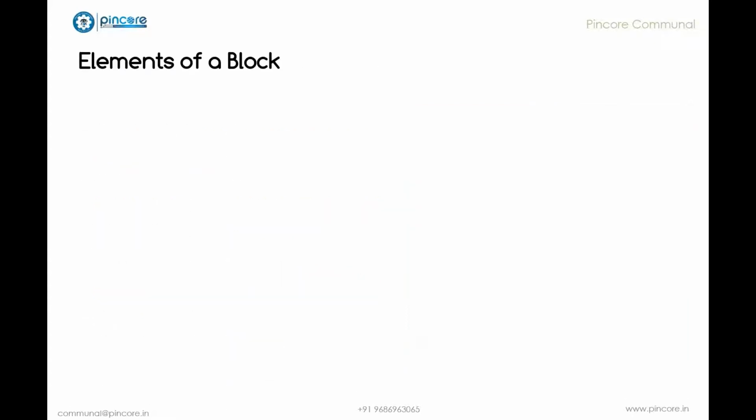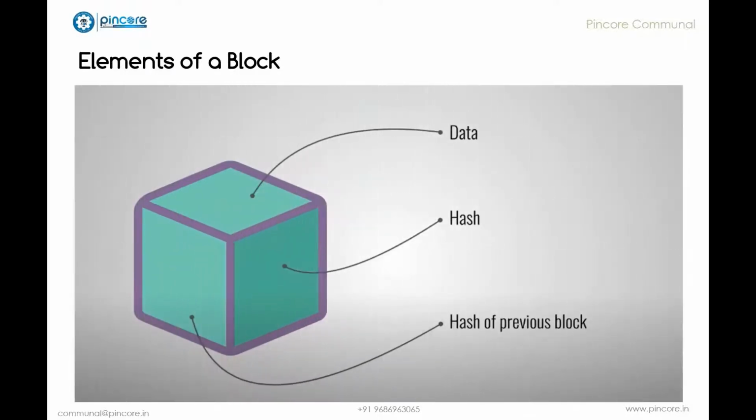Now we will have a look at the elements of each block. Let's take a close look at a block. Each block contains some data, the hash of the block and the hash of the previous block. The data that is stored inside the block depends upon the type of the blockchain. The Bitcoin blockchain, if it is taken as an example, stores the details about the transactions such as sender, receiver and amount of coins.